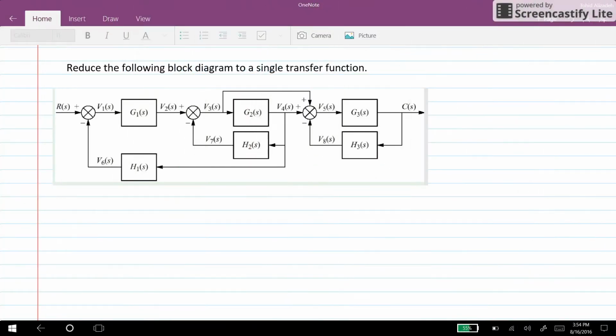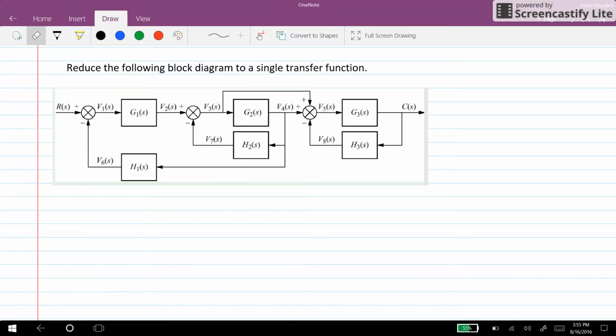Hi everyone. Here I have another example in which we want to reduce the block diagram, a given set of block diagrams, to a single transfer function. As you can see here, we have G1, G2, G3, H1, H2, H3 connected to each other in a given manner.